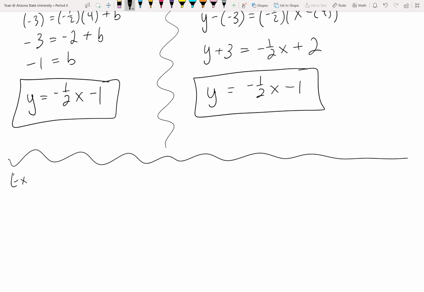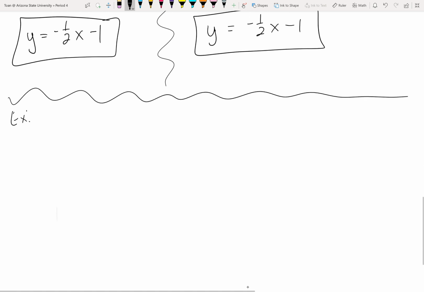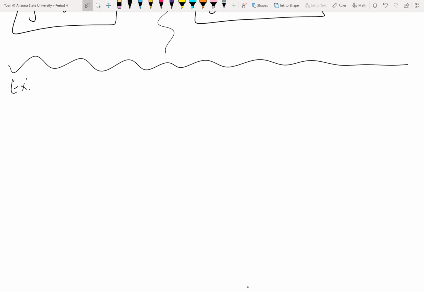Let's take a look at this example here. So that's the only way I can make this harder, which I'm not saying it's hard to begin with, is if I don't give you all the information up front and I hide it. So write an equation of a line that goes through negative 1 comma 2 and 3 comma negative 4.